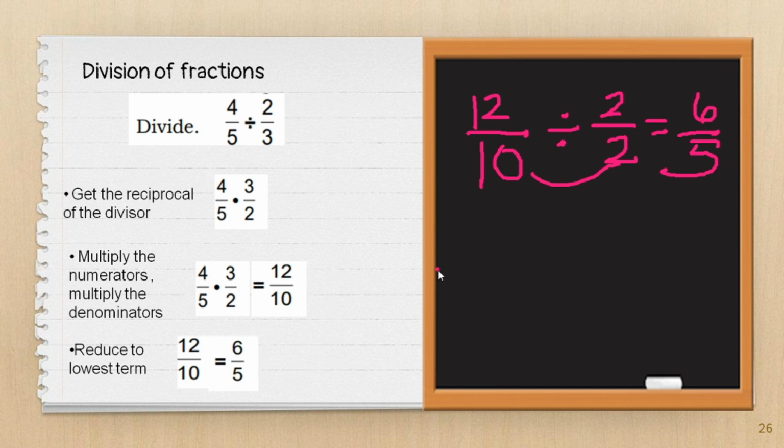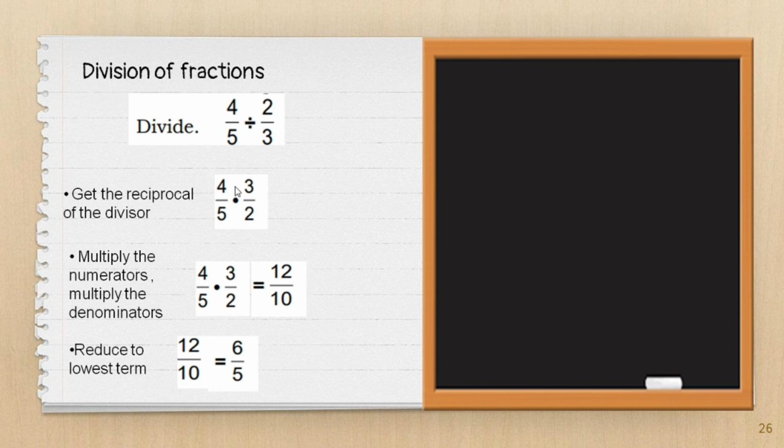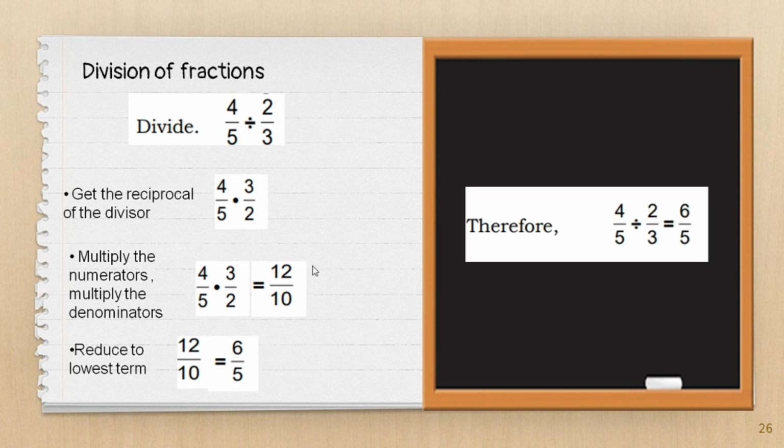So, that's division of fraction. Una, ulit, get the reciprocal ng ating 2 over 3, magiging 3 over 2 siya. At since binago natin or nilipat natin yung ating divisor, binaliktad natin, kinuha natin yung reciprocal, we change the operation to multiplication na. And then, follow the rule of multiplication of fractions, numerator to numerator, denominator to denominator. Then, reduce in lowest term. Okay? So, therefore, 4 over 5 divided by 2 over 3 is equal to 6 over 5.